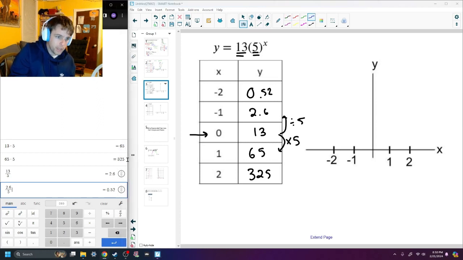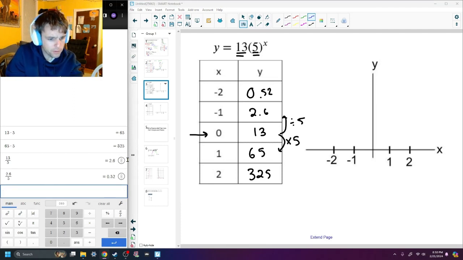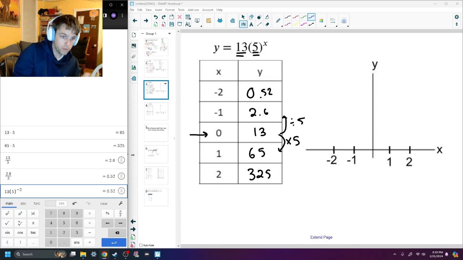Now, just a quick confirmation that these were the right values. 13 times 5 to the negative 2. You can see here when I plug in negative 2, I do get that value of 0.52. When I plug in negative 1, 2.6. When I plug in 2, I got 325, right? So I got the right values there. Hopefully that was enough to convince you.